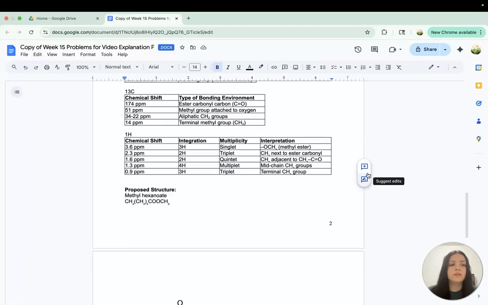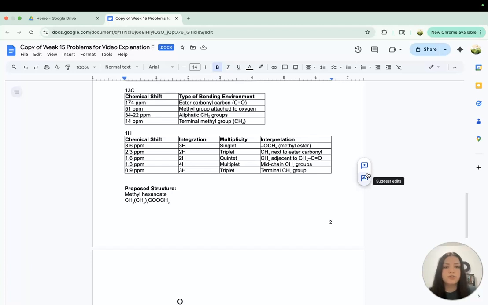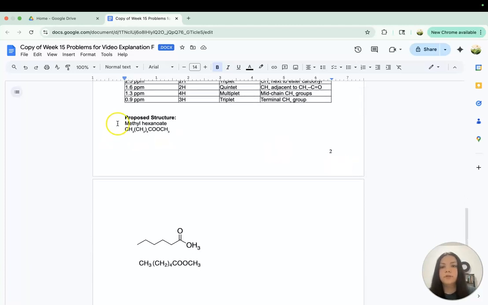Putting all of this information together, from the degree of unsaturation, the ester IR peaks, and the consistent NMR data, it leads us to the final structure, which is methyl hexanoate. So there's the formula. This is the structure right here.